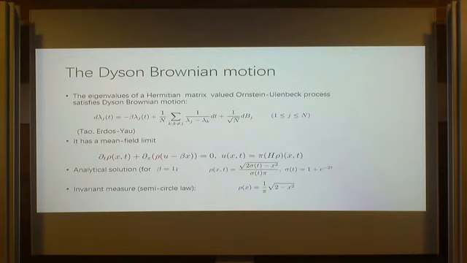And this equation actually has a mean field limit, which is given here, where H is the Hilbert transform. And when beta equals 1, you can find an analytic solution to this mean field limit. It's given here. If you take t to infinity, you get the invariant measure, which is this semicircle law.